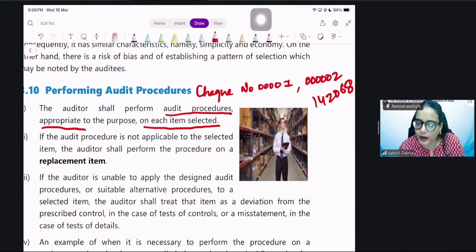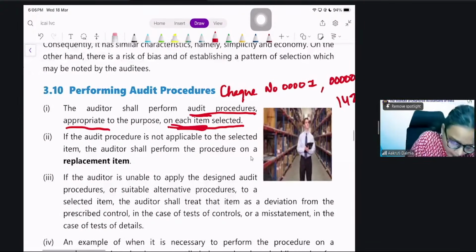Is that correct, everyone? So I have selected one check number, let's say check number 1. With that check number, I'll check the checkbook, I'll check the invoice, I'll check the bank entry for the check. So that is called performing audit procedure on each item selected. So for each item, I'll perform.